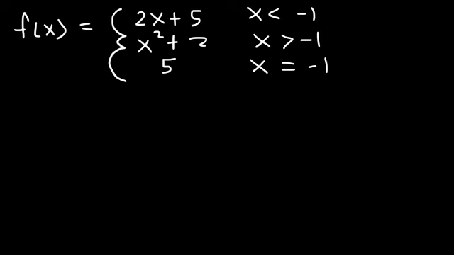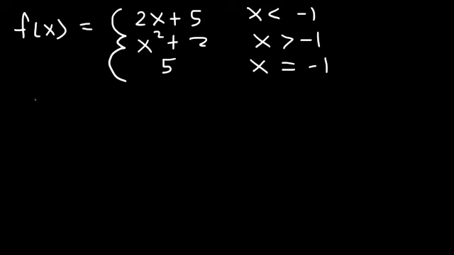So there's only one x value that we need to be concerned about, and that x value is negative 1. So go ahead and determine if it's continuous or discontinuous at negative 1. And if it's discontinuous, determine the type of discontinuity. Use the 3-step continuity test to do so.